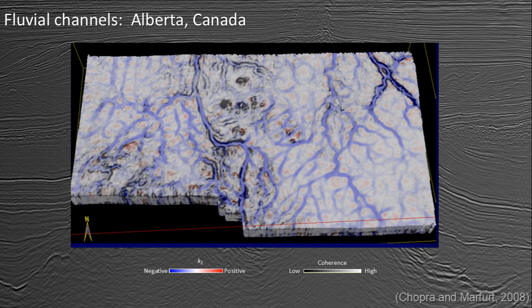Now we've co-rendered the coherence and most negative curvature, and we can see that this visual integration of both of these attributes clearly delineates the complete system.